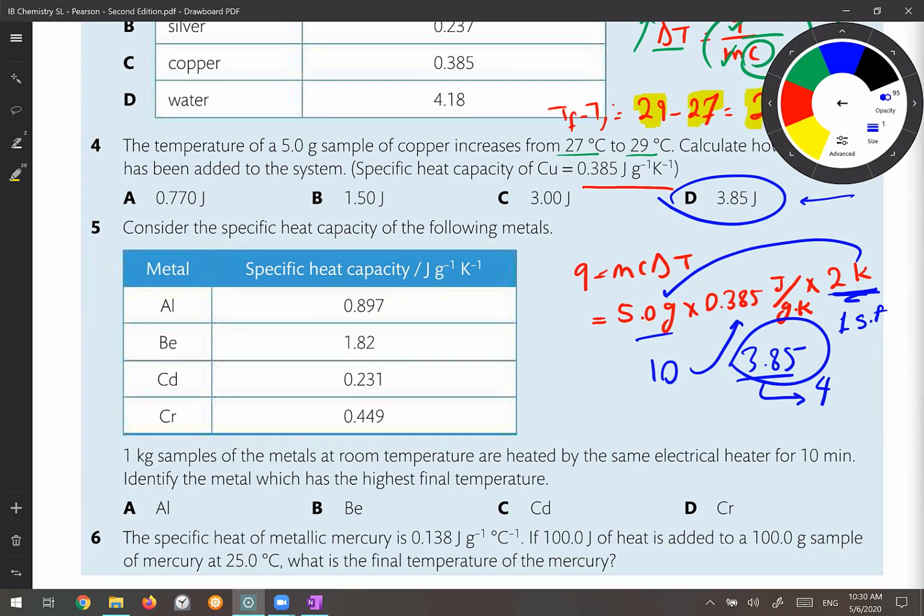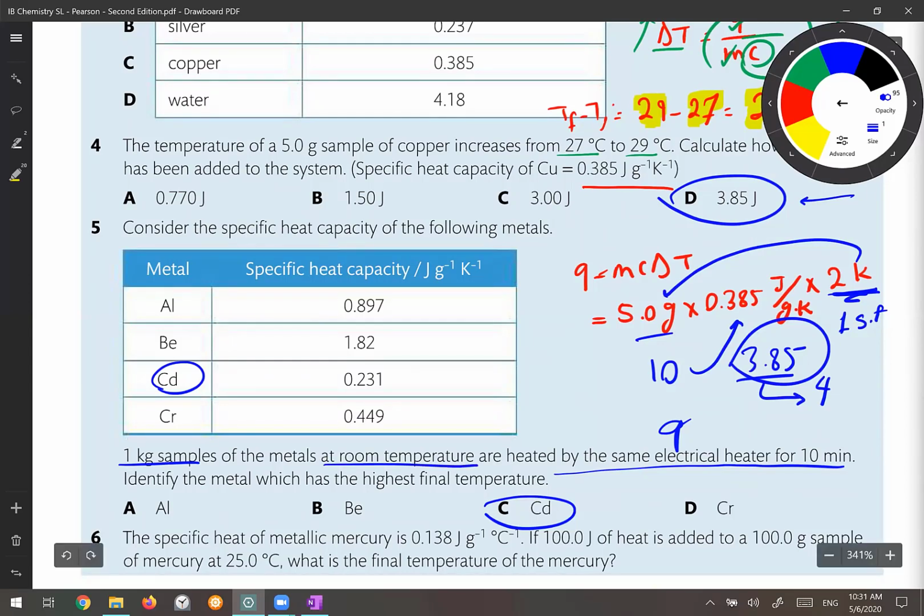So same question as number 3. Which one? C. The cadmium, yeah, C. It says heated by the same electrical heater for 10 minutes, and it means the Q which is given to any of them is equal to each other. The mass of them is equal to each other. Initial temperature is equal to each other because it's all at room temperature. So the one which has more temperature change will have the highest final temperature, which is cadmium.